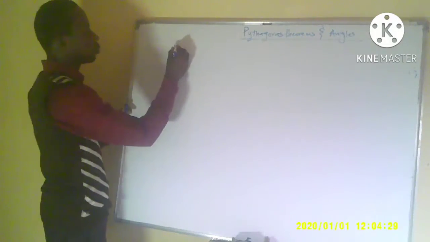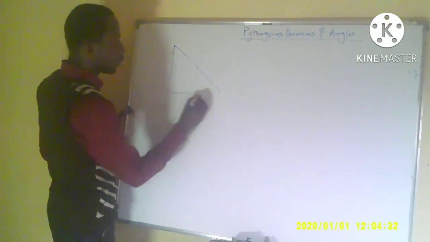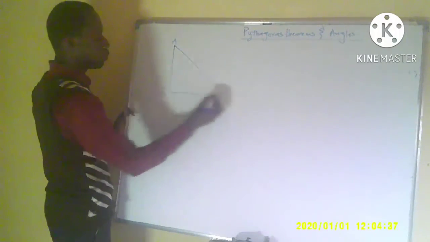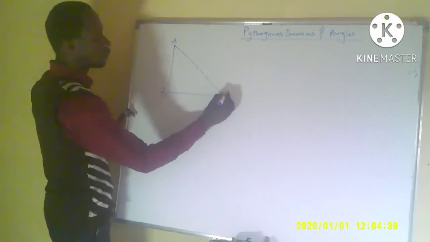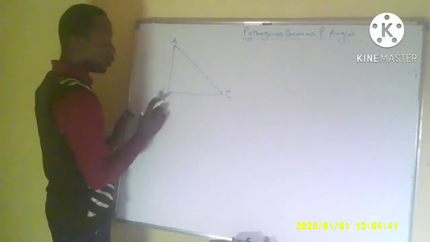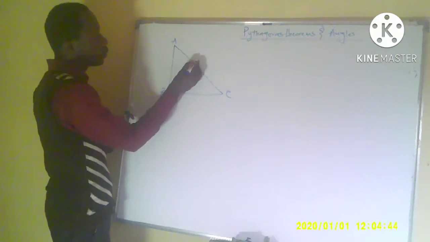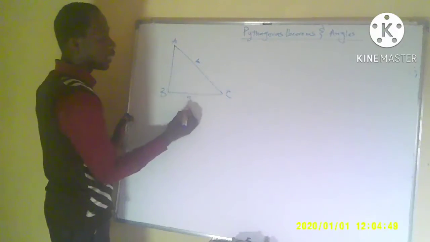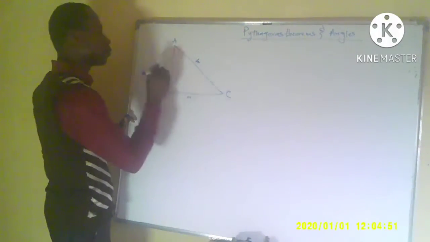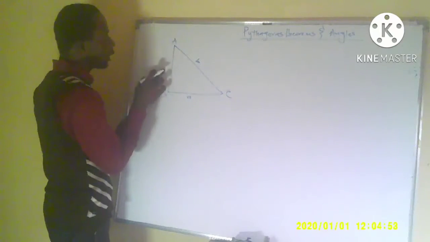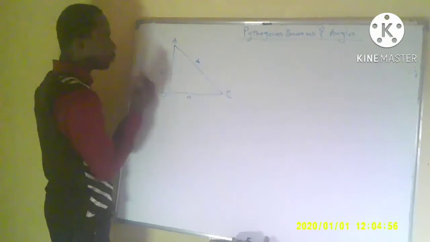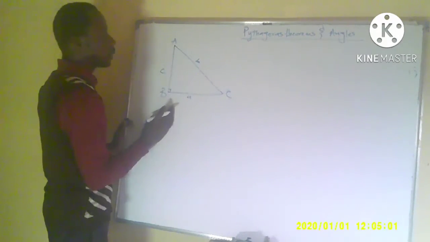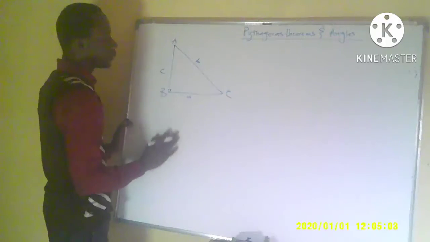Once again, recall that we have a triangle, a right angle triangle, whose vertices are A, B, C. If this is capital letter B, the side facing it will be small letter b. Then if this is capital letter A, the side facing it will be small letter a. Then if this is C, the side facing it will be small letter c. This is a right angle triangle because it has a 90 degree angle.